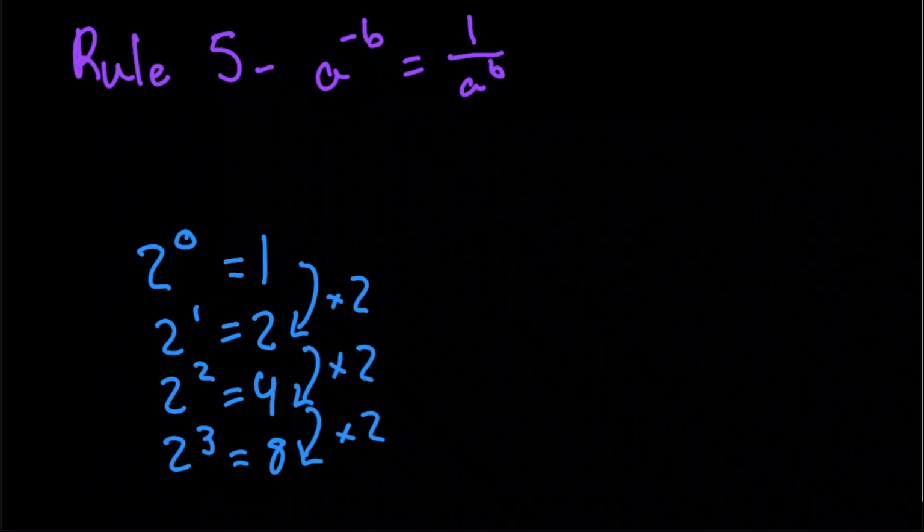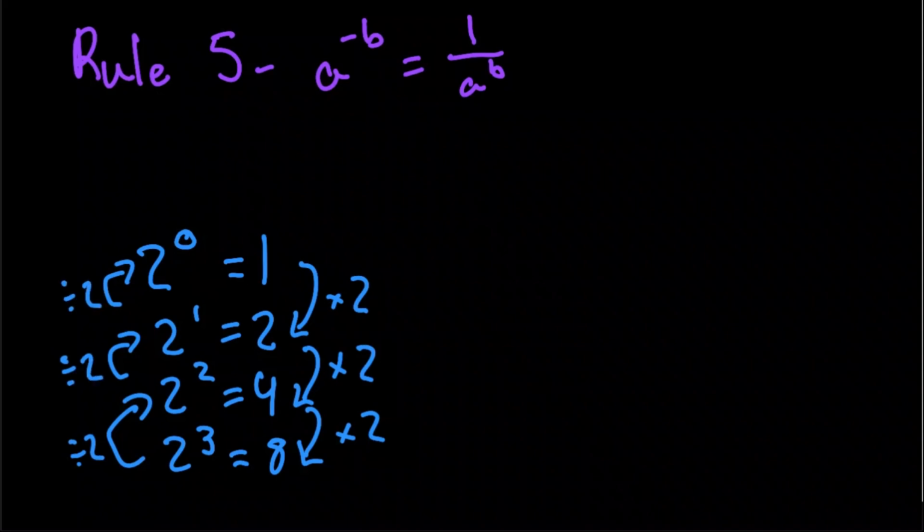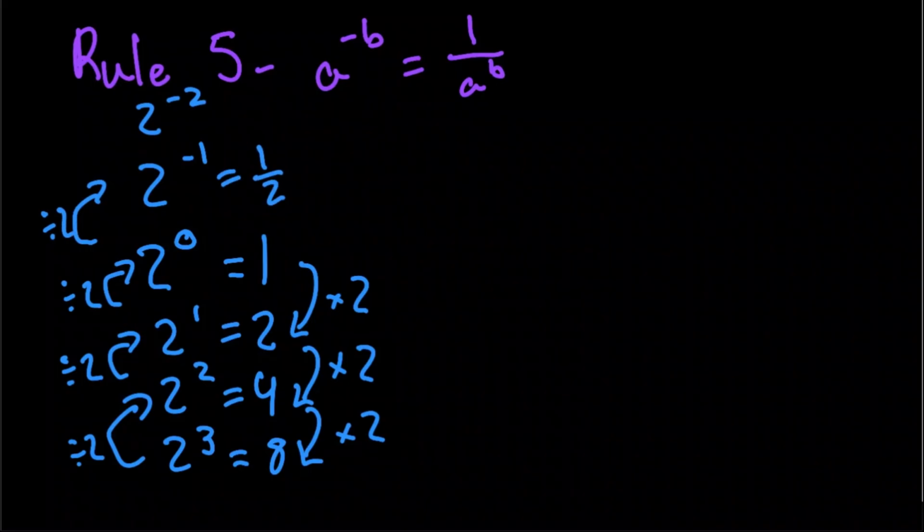That's nothing new. But the opposite is also true. Every time we go down 1, we actually divide by 2. Makes sense. Now, if we continue this down, let's see what we get. So let's continue this down. So we divide by 2, which is 1/2. And then we divide by 2 again, which is 1/4.